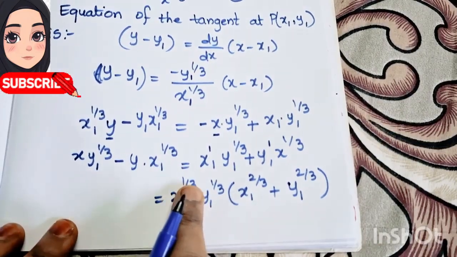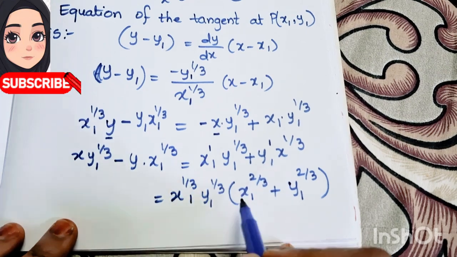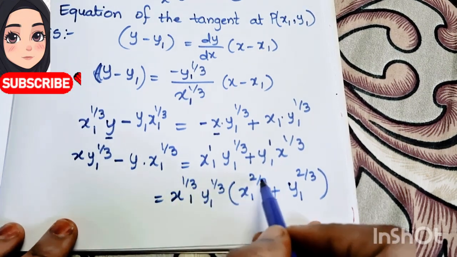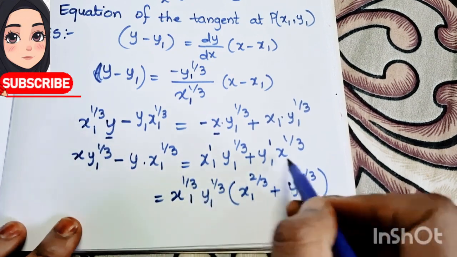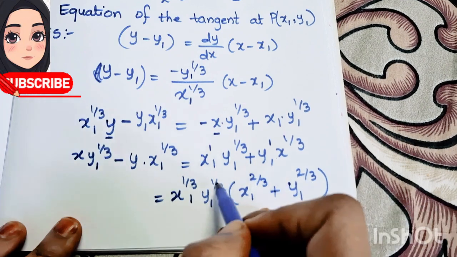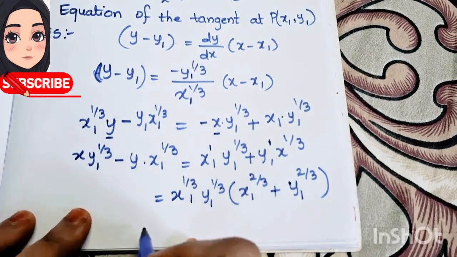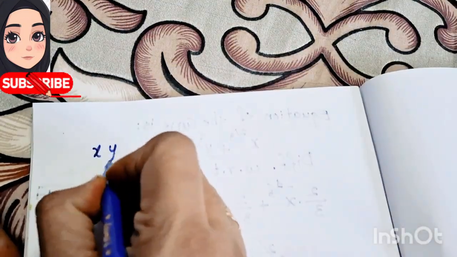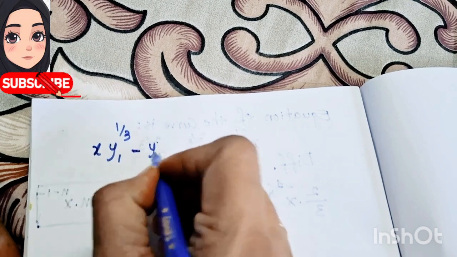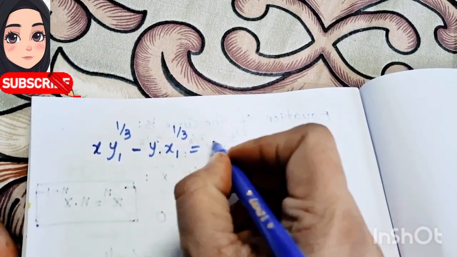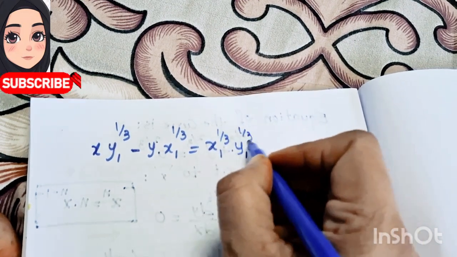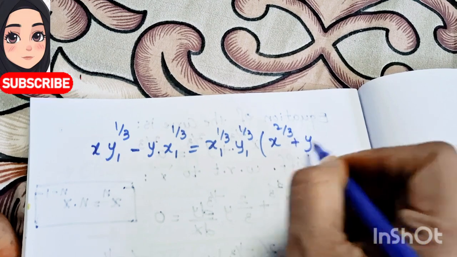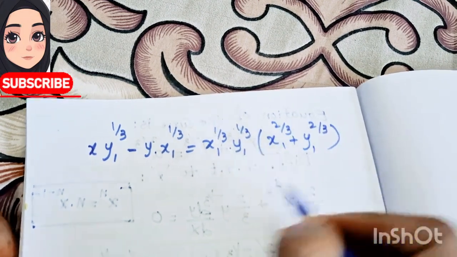Take x1^(1/3) as common, so y1^(1/3), so this becomes 1 again: 1/3 plus 2/3, 3/3 is 1, plus y1^(2/3). Y1^(1/3) x1^(1/3), on multiplying we get 2/3 plus 1/3, 3/3, again we get 1. Okay, now I am writing this whole term on this side: x y^(1/3), y into x1^(1/3). So what have we obtained here? x^(1/3) into y1^(1/3) common, inside we have x^(2/3) plus y^(2/3), that is x1 y1.